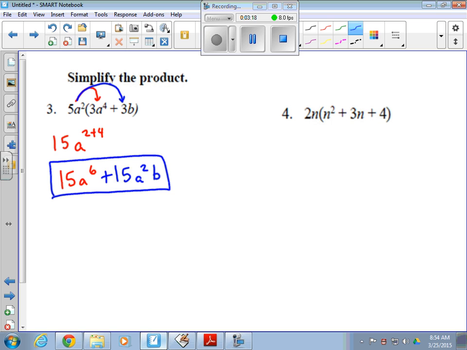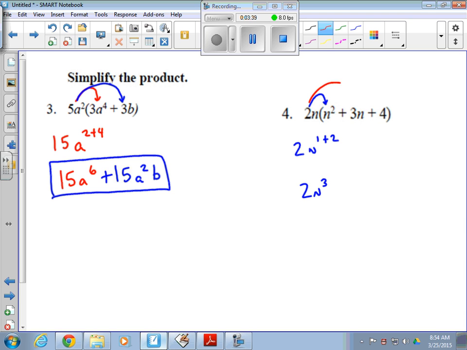Same thing for number 4, 2n distributed to everything. Now it's a trinomial inside the parentheses. 2n times n squared. 2 times 1 would be 2. N to the first power times n squared means n to the 1 plus 2. That's 2n to the third for the first one.